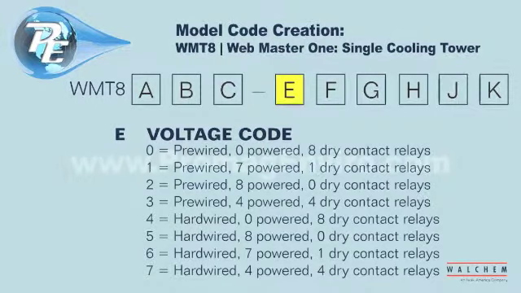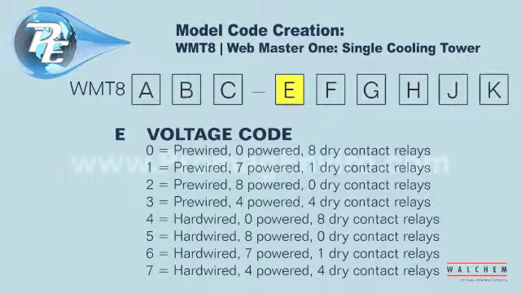The next selection is voltage code. The number 0 represents pre-wired, 0 powered relays, and 8 dry contact relays. The number 1 represents pre-wired, 7 powered relays, and 1 dry contact relay. The number 2 represents pre-wired, 8 powered relays, and 0 dry contact relays. The number 3 represents pre-wired, 4 powered relays, and 4 dry contact relays.